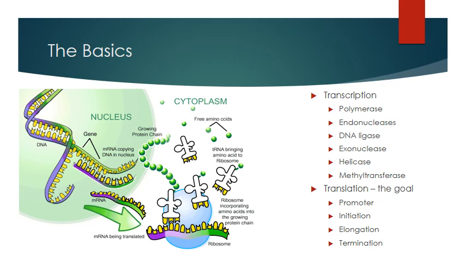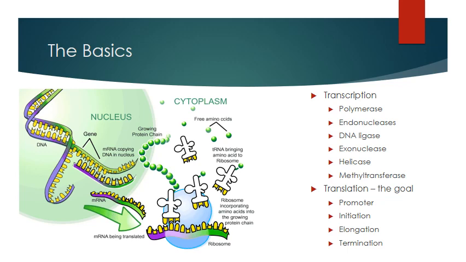Then we have DNA ligase. DNA ligase is able to form a phosphodiester bond between adjacent 3' hydroxyl and 5' phosphoryl nucleotide ends. So basically, this is the one that's going to bring the two links together.